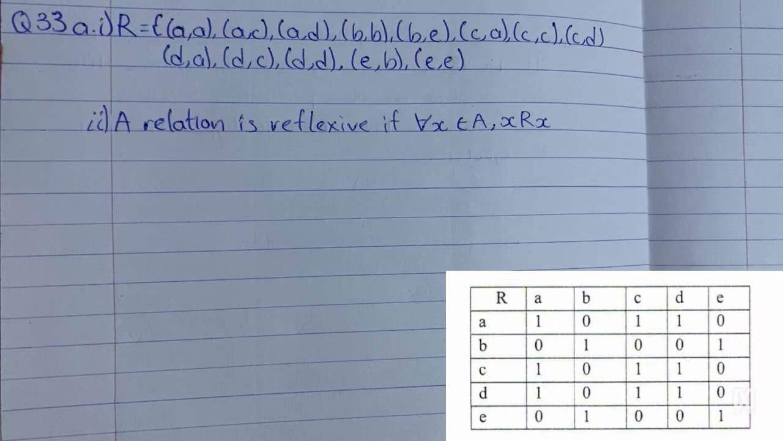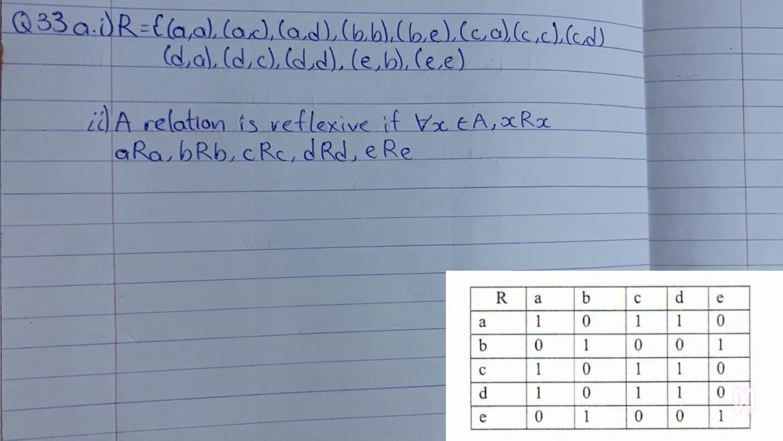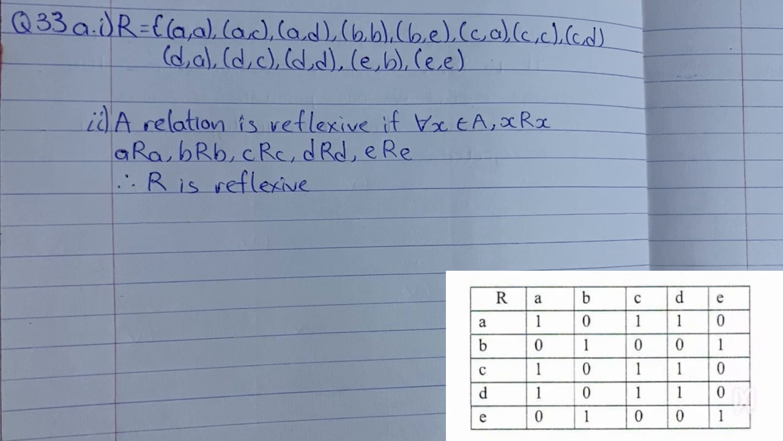Let's write them down in infix notation. Therefore, our relation is reflexive. If any of these elements of A were to be left out, then it wouldn't have been reflexive.